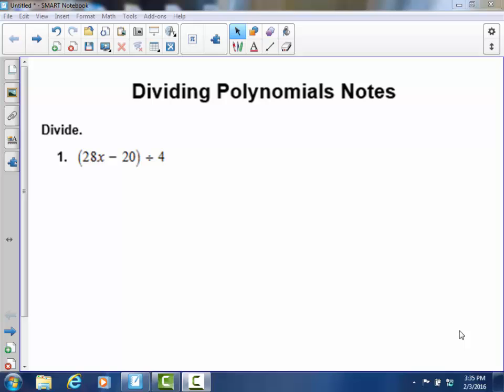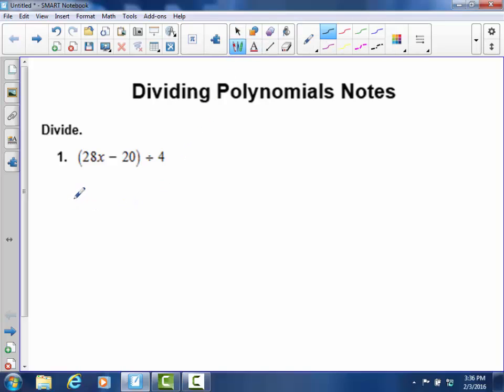Alright, so today we're going to learn to divide polynomials, and so we're going to start here with a simple division problem where we have 28x minus 20 divided by 4.